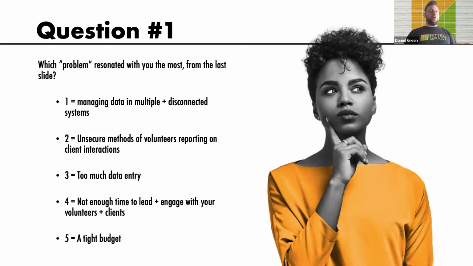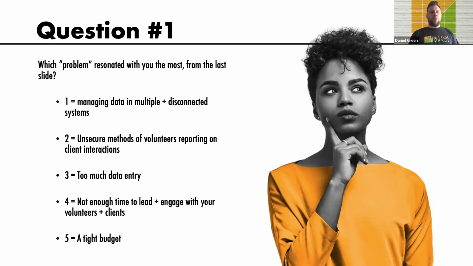And question 1, which problem resonated with you the most from the last slide? Is it number 1, managing data in multiple and disconnected systems? Is it number 2, unsecure methods of volunteers reporting on client interactions? Number 3, too much data entry. Number 4, not enough time to lead and engage with your volunteers and clients. Or is it number 5, working with a small or a tight budget? I'll give you a few seconds there just to punch in your answers.